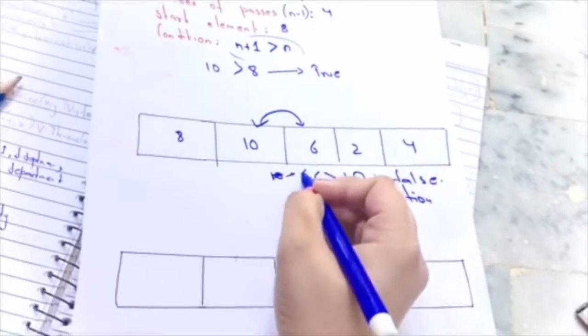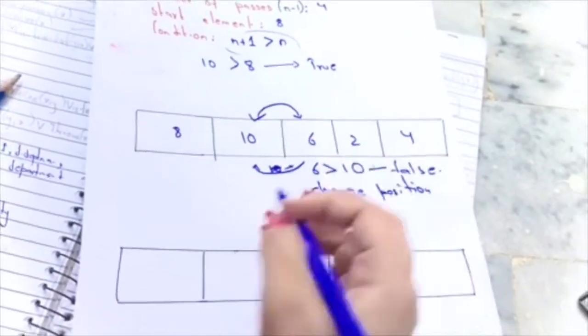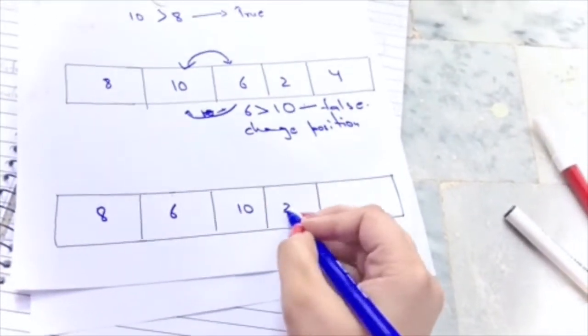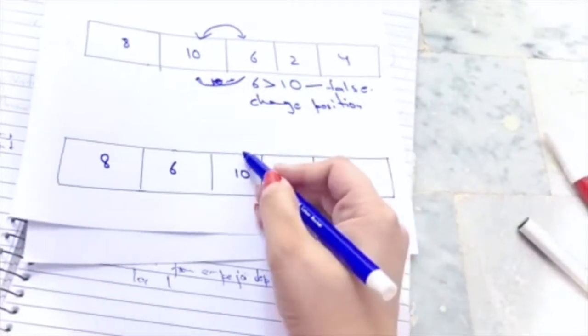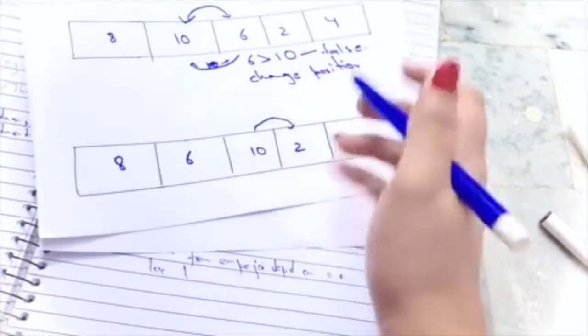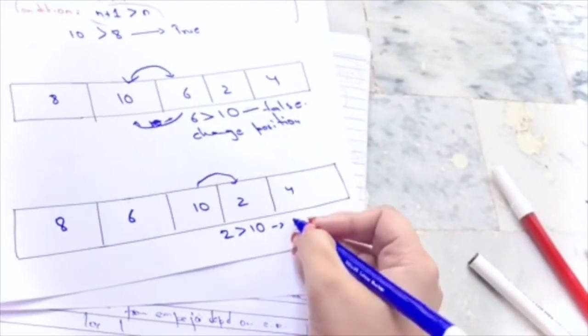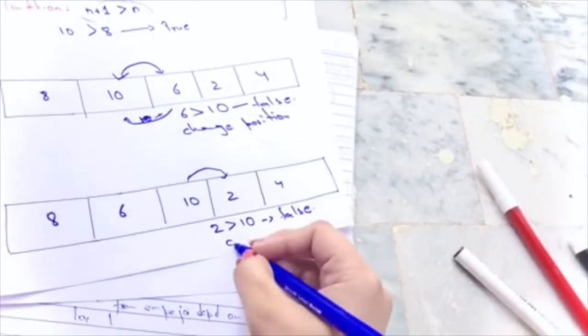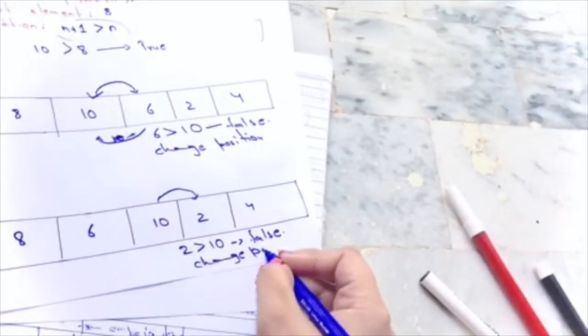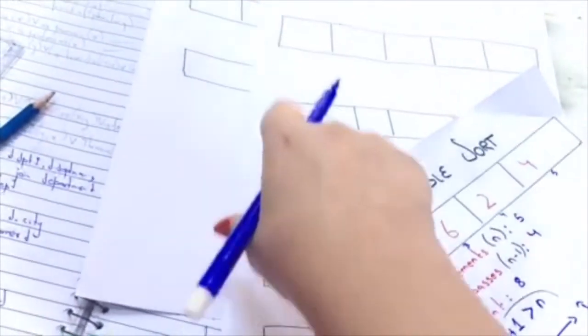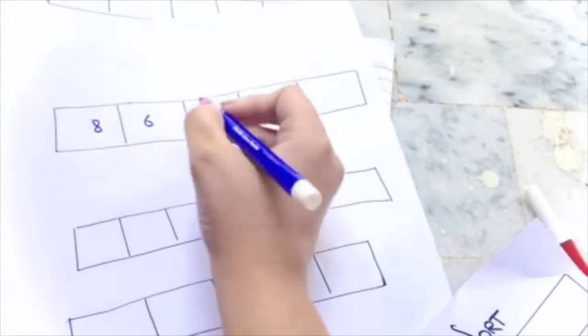Change position. This will be shifted over here and this will be shifted over. So the list will now become 8, 6, 10, 2, 4. Now we are going to check this element with this one, and this will become is 2 greater than 10, which is again false. So we will change position like we did before. So here our list will be 8, 6, 2, 10, 4.